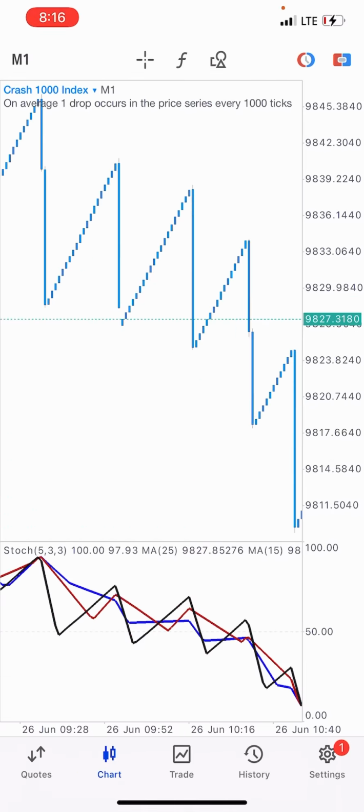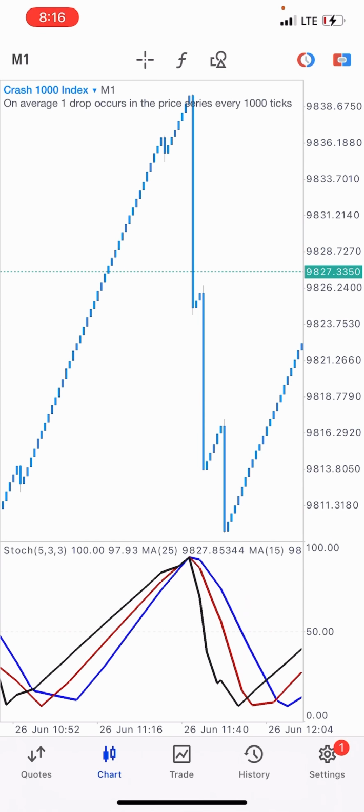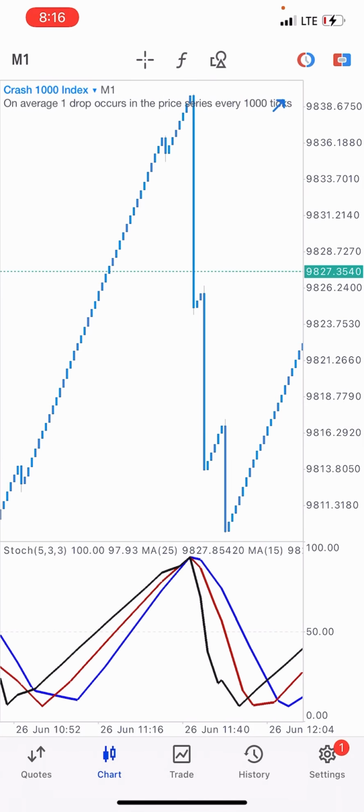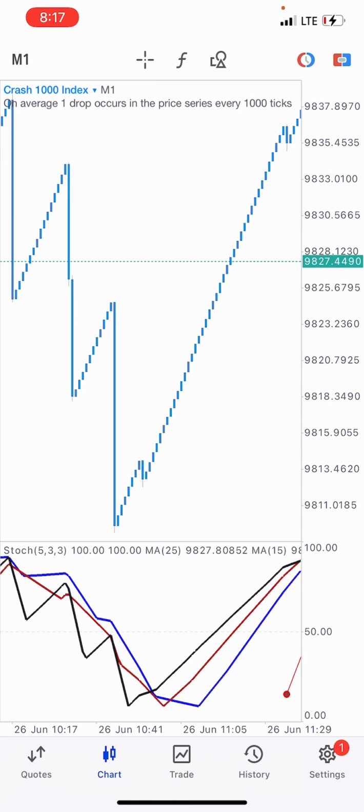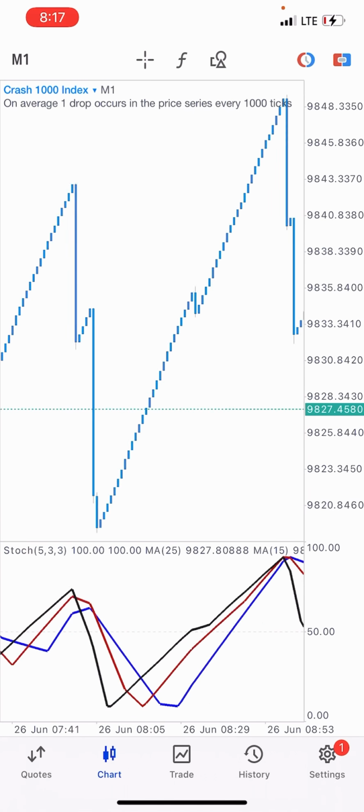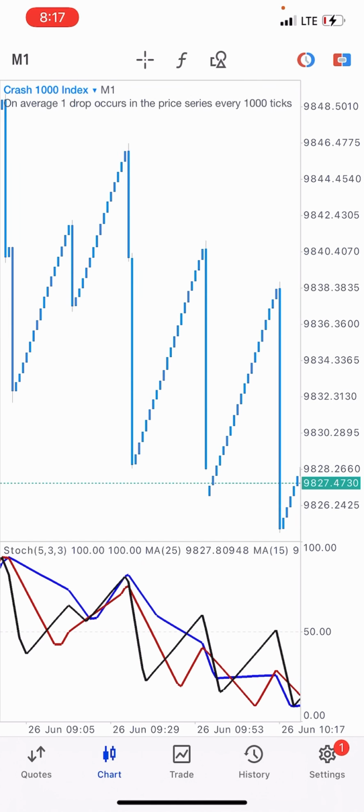You wait for spikes to come. It will come. Just look at it: the black line, and the red and blue lines crossing each other, facing that same direction. Spikes will come.